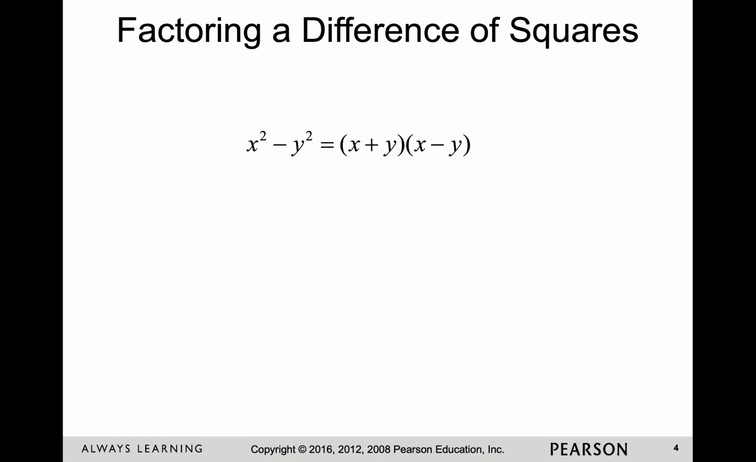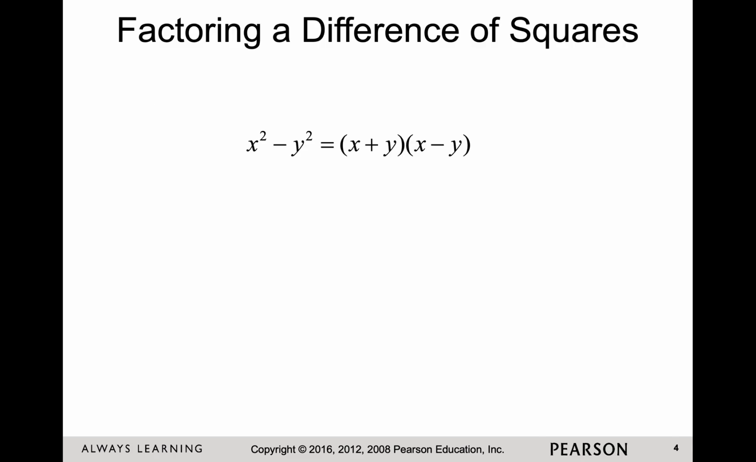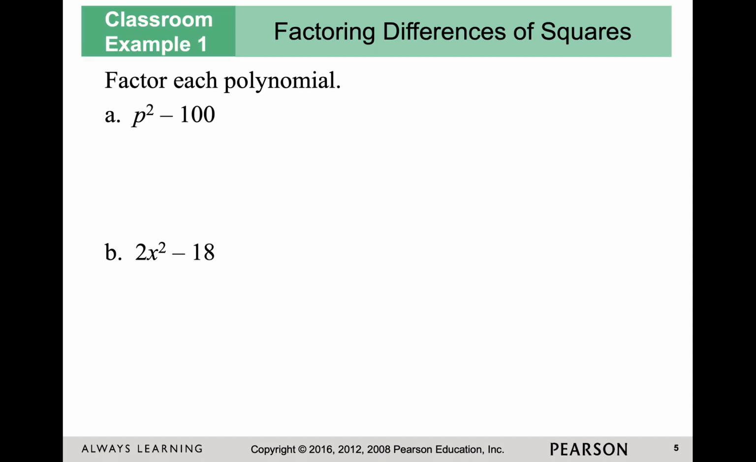First of all, it's two terms that are subtracted, and the first and the last term have to be perfect squares. And if that's the case, it factors to x plus y times x minus y. So if I look at p squared minus 100, p squared is a perfect square, it's p times p. 100 is a perfect square, it's 10 times 10. And so I recognize that's the difference of squares. So I'm going to do p plus 10 and p minus 10.